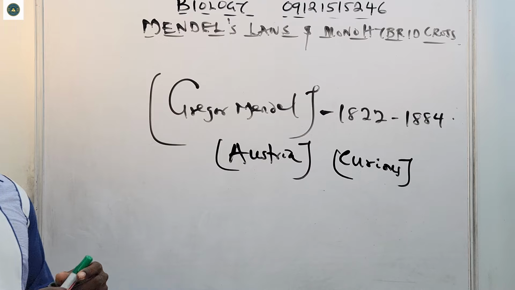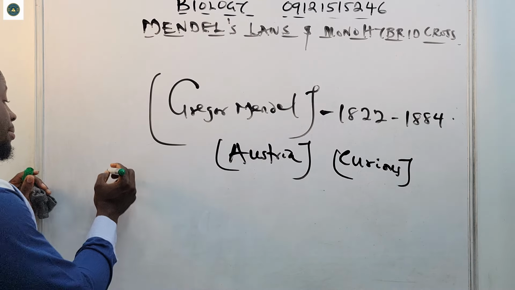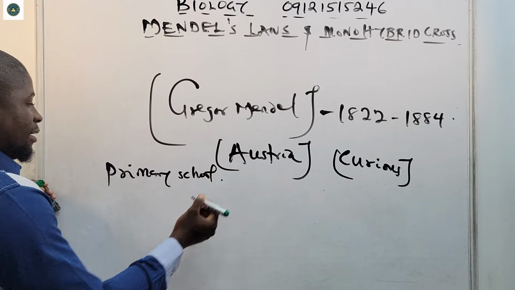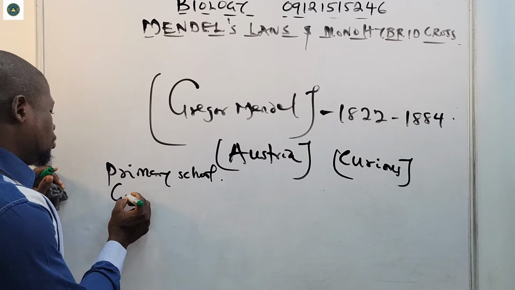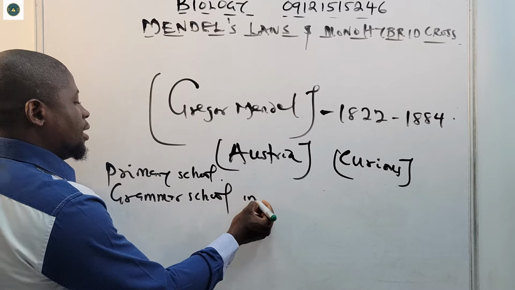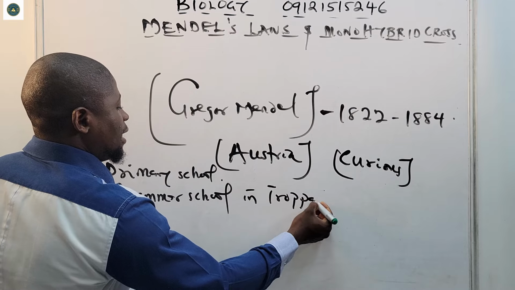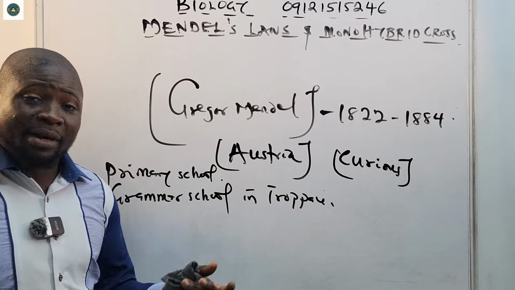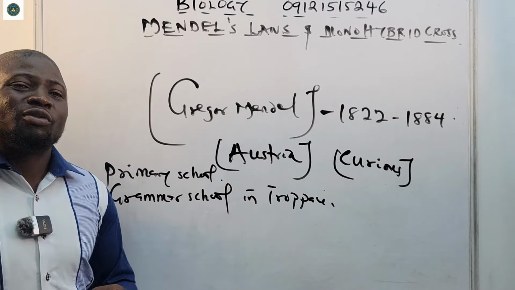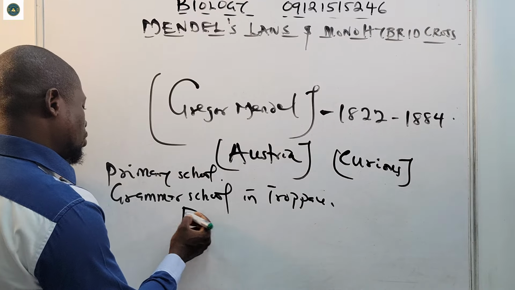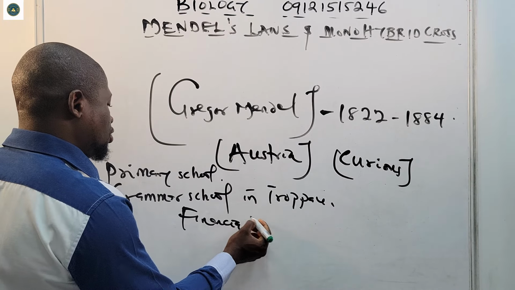Mendel did well in primary school, and then he was sent to grammar school in Troppau. Of course, he was a very bright student, but he suffered a lot of depression because of financial struggles.